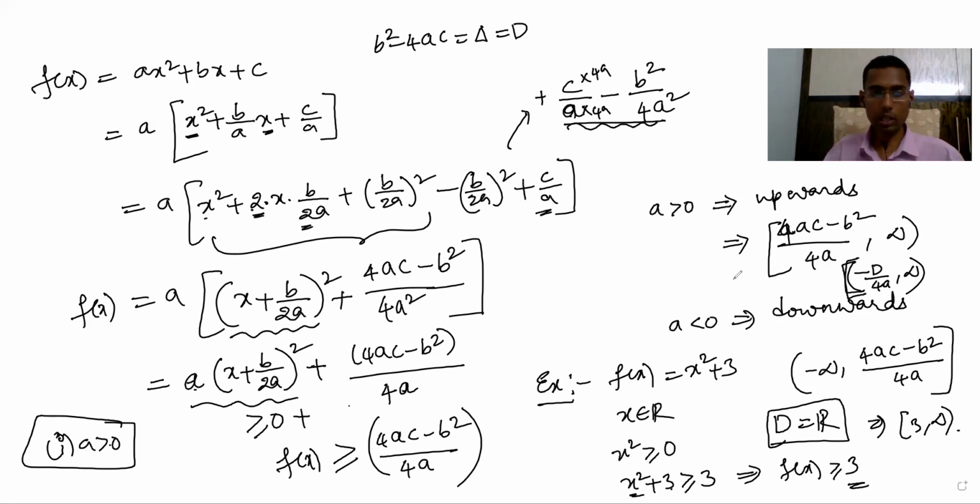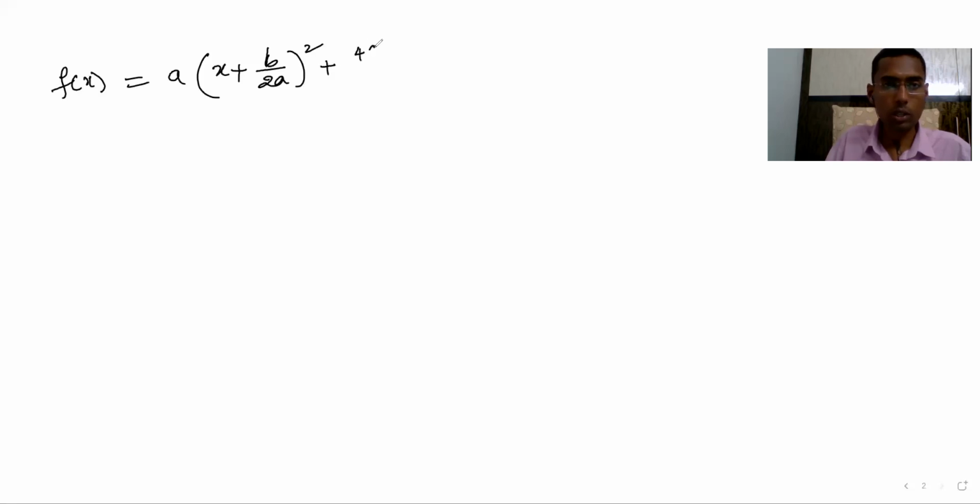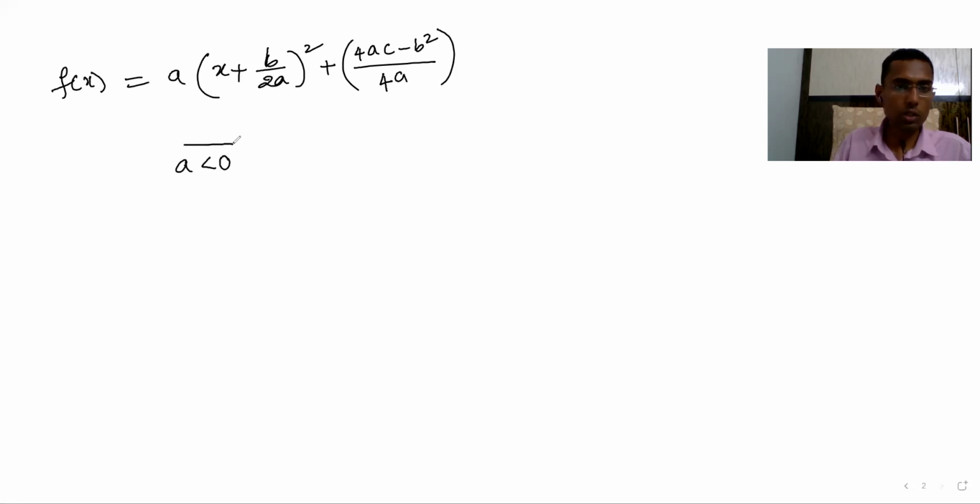Okay, this quadratic, I think you are clear. So here, same thing. When a is less than 0, what will happen? See, f of x equal to what we got is a into x plus b by 2a whole square, plus 4ac minus b square by 4a. This is the thing you have. Now, if a is less than 0, what will happen?